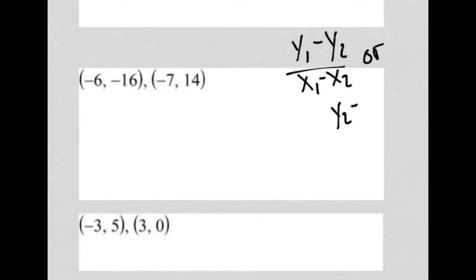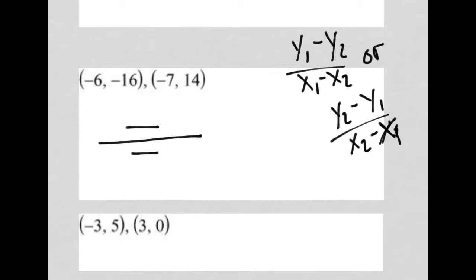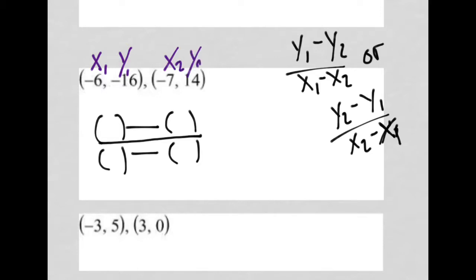Remember our formula we use? y1 minus y2 over x1 minus x2, or y2 minus y1 over x2 minus x1. You can use either one, whichever one you're most comfortable with. So over here, I fill it in by taking out the letters. My first plot has an x and a y. I'm going to give them the subscript of 1 because they're first. My second one, my x and my y, they get the little number of 2 because they are second.